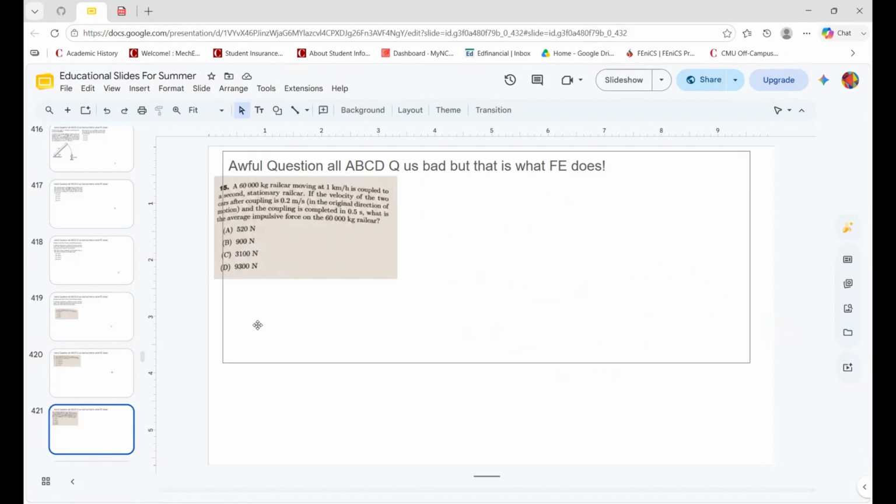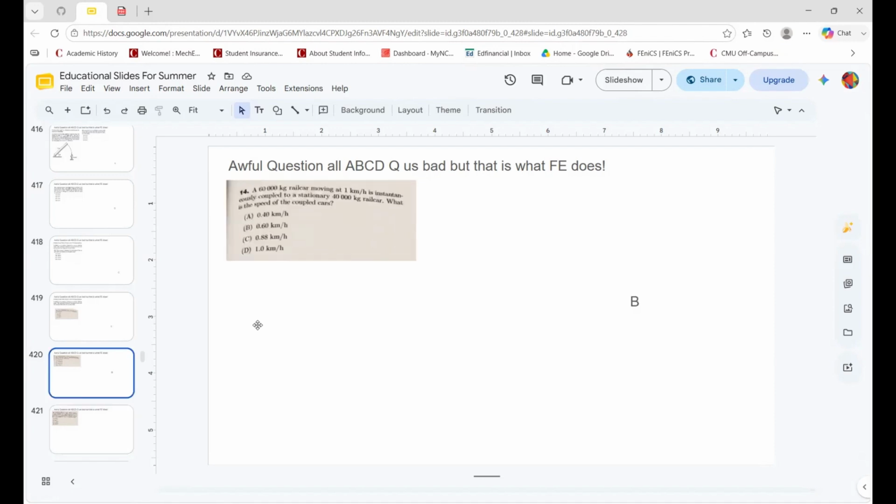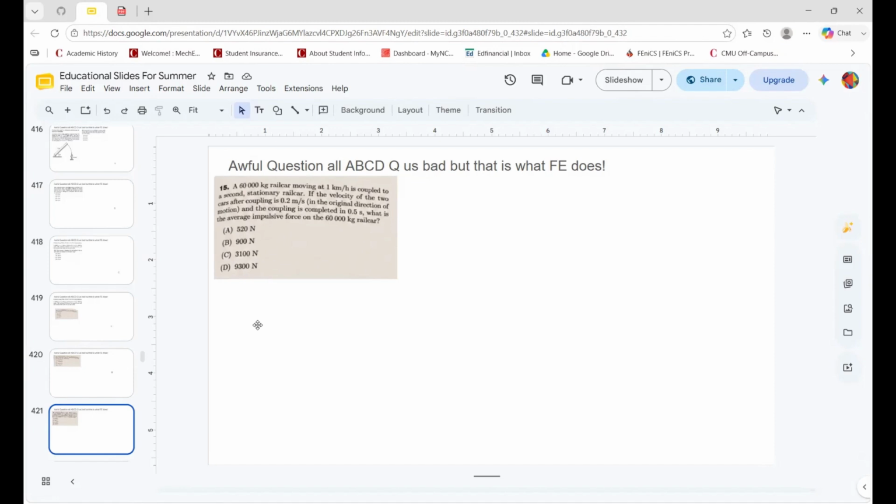All right, the 60,000 kilogram rail car moved at 1 kilometer per hour is coupled to a second stationary car. If the velocity of the two cars after is 0.2 in the original direction of motion, and the coupling is completed in 0.5 seconds, what is the average impulsive force? Okay, so interesting. That's not what I expected. I think this is just an interesting question.